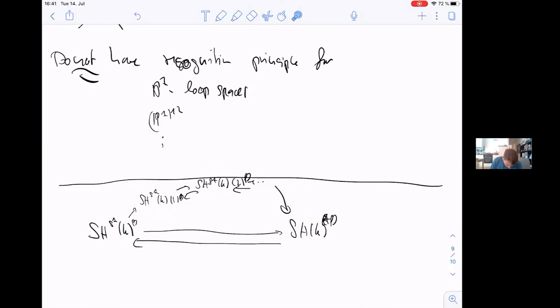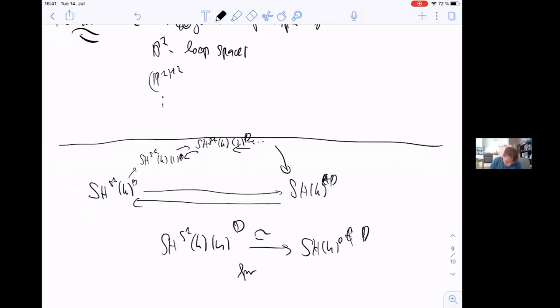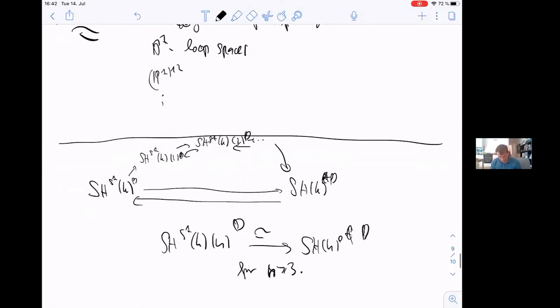And so what we prove is that SH S1 of Kn hard has this natural functor to SH of K effective hard, and this is an equivalence for n greater than or equal to 3. And then eventually you get the corollary from that by some formal manipulations.